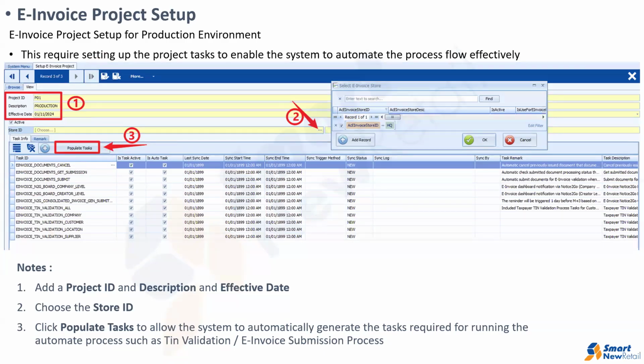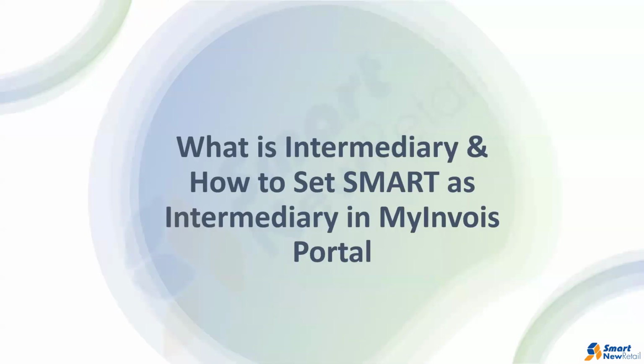Okay, after that, basically that's the first basic setting. We still have other basic settings we need to set, like for our company, those are later on. Okay, so what is the intermediary and how to set us as your intermediary in the MyInvoice portal? Yes, you need to go to the MyInvoice portal to give us the permission to help submit the e-invoice on behalf of you. But how to do it?